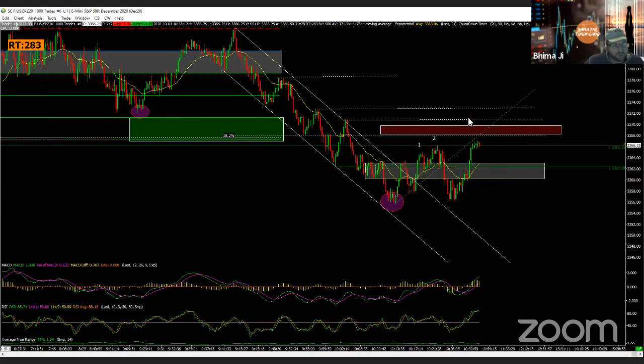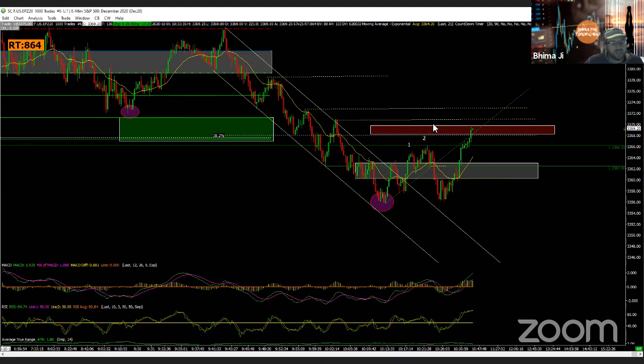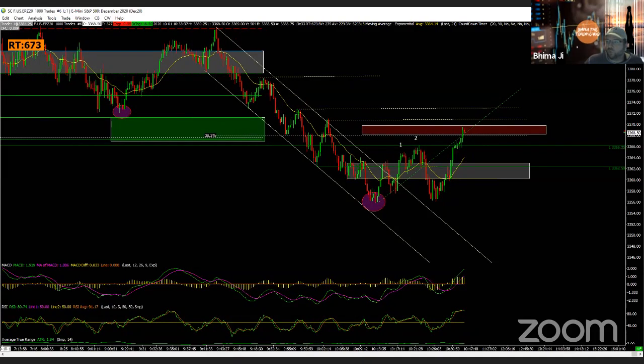Let's see what's going to happen. There you go. Now we've reached our 38.2. Let's see if we're going to get our pattern. We want to have at least a 2-try pattern. 1 try, 2 try, looking for an entry.